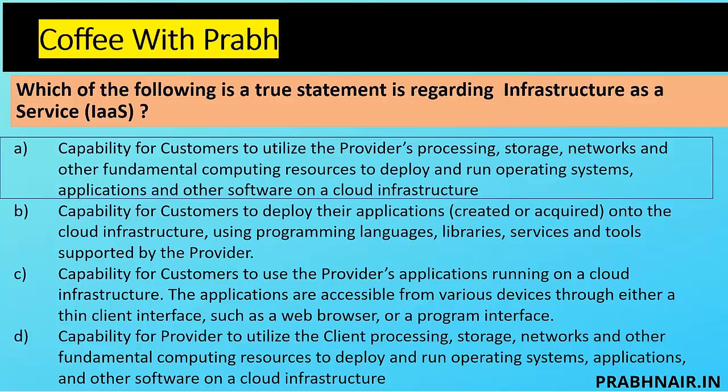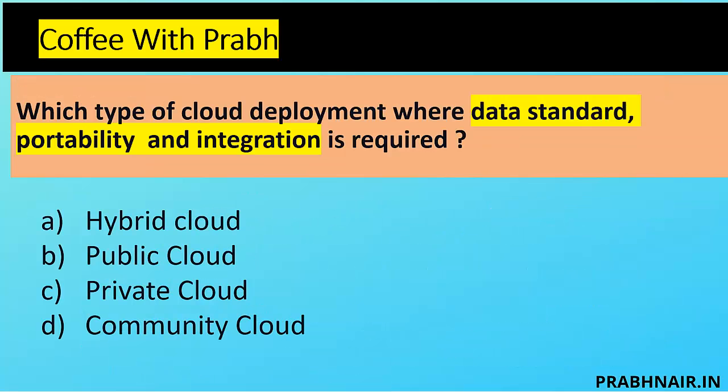Okay, so which type of cloud deployment is needed where data standards, portability, and integration are required? See, we have four types of deployment. First is called a public cloud. As a user, I can directly subscribe to public cloud services where billing is done based on usage. Like I can open an Amazon account, you can open an Amazon account, and for both of us we have a common SLA. So the company is selling cloud services, with a common SLA, common contract, and common control for everyone.